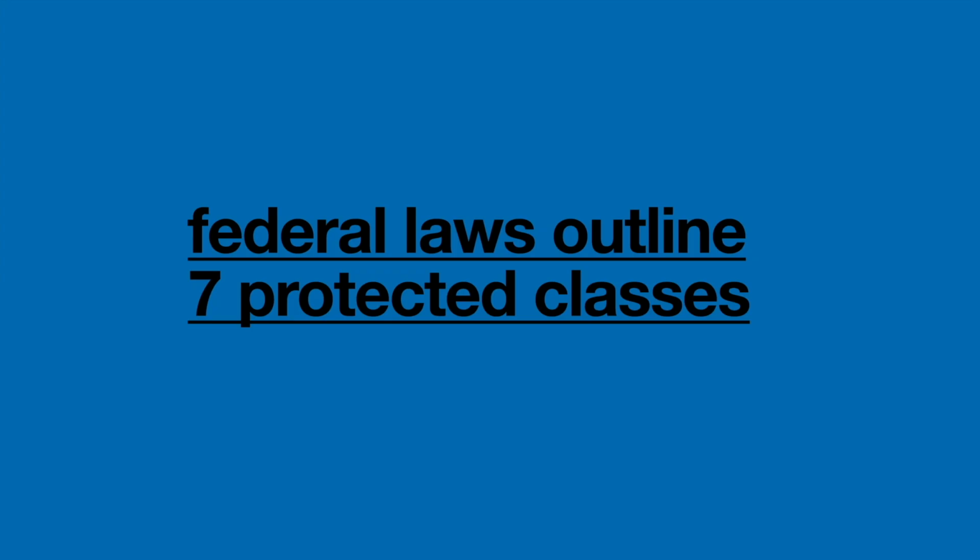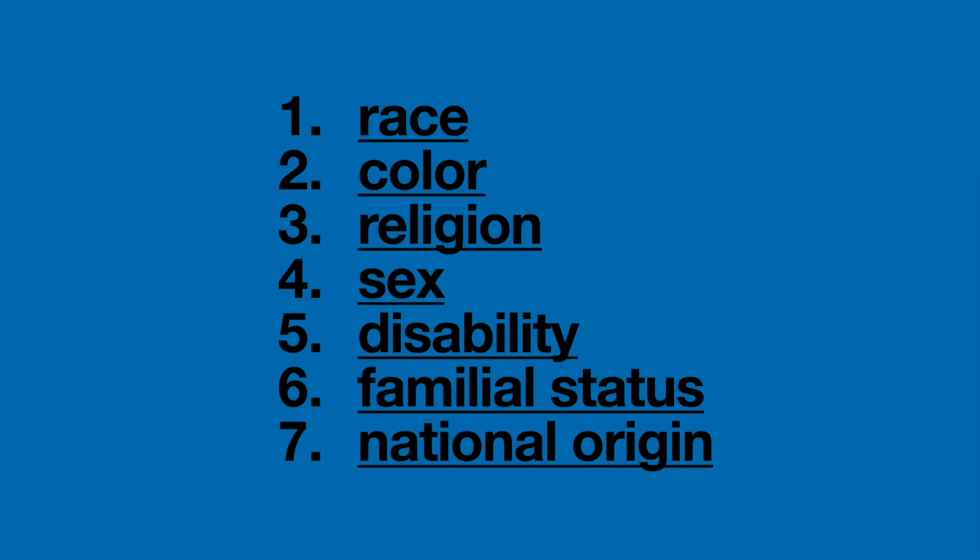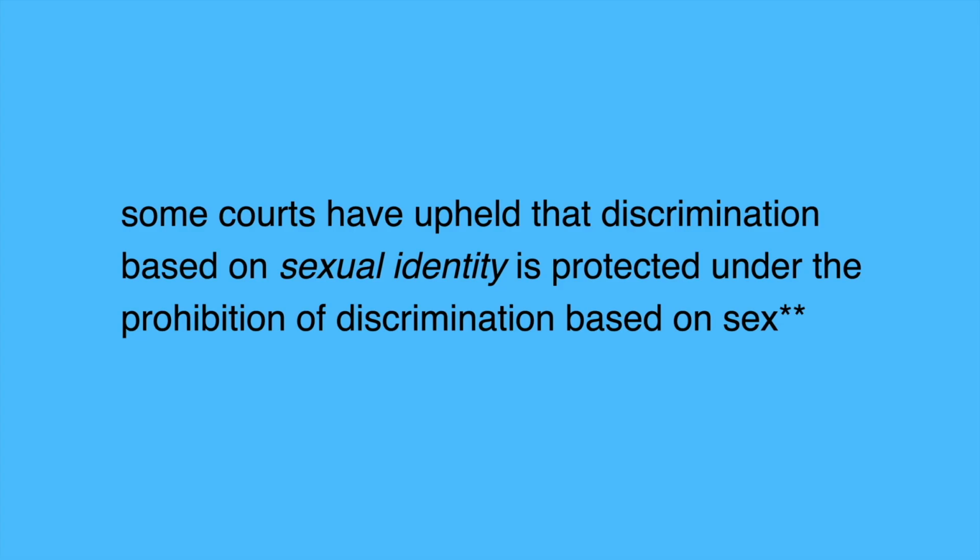Federal laws outline 7 protected classes: race, color, religion, sex, disability, familial status, and national origin. Some courts have upheld that discrimination based on sexual identity is protected under the prohibition of discrimination based on sex.